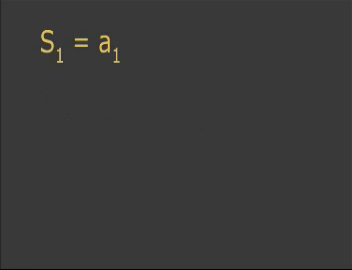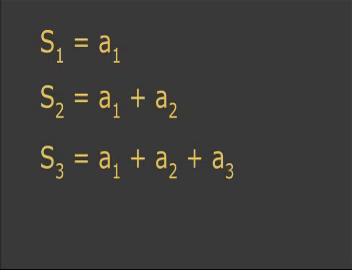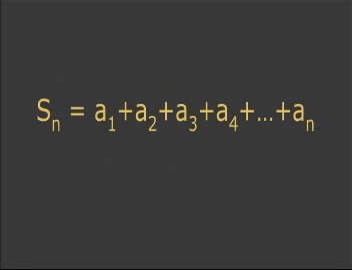S1 is the first term of the sequence. S2 is the sum of the first two terms of the sequence. S3 is the sum of the first three terms of the sequence. This pattern continues until Sn is the sum of the first n terms of the sequence.